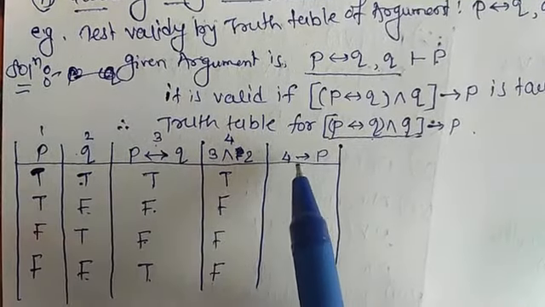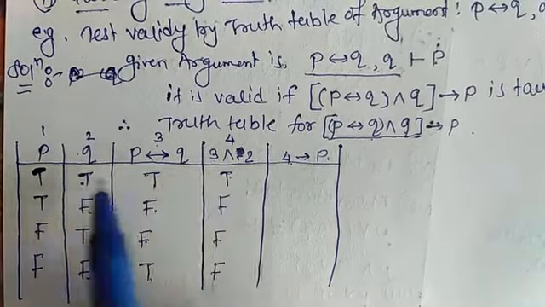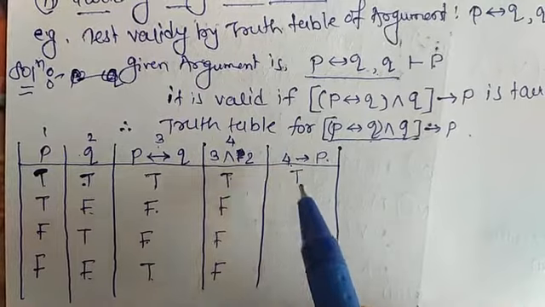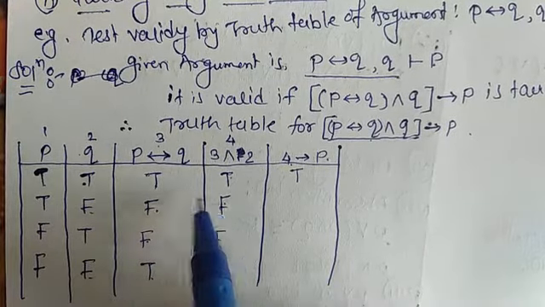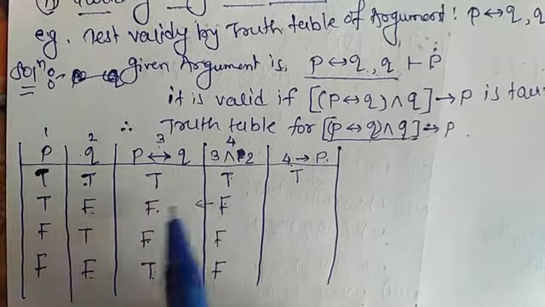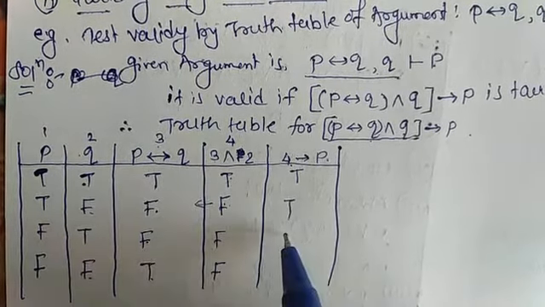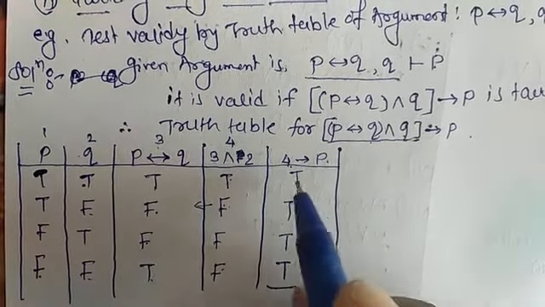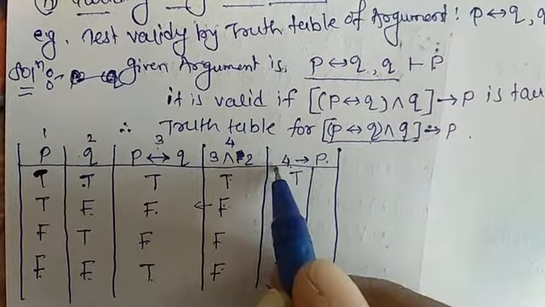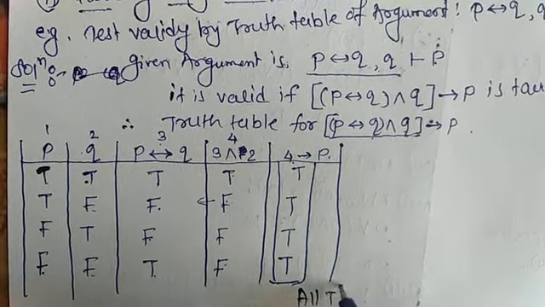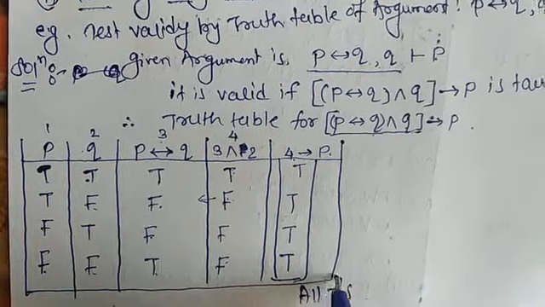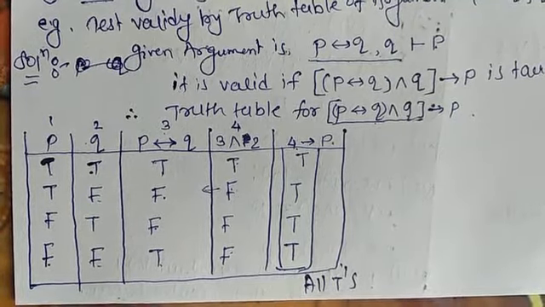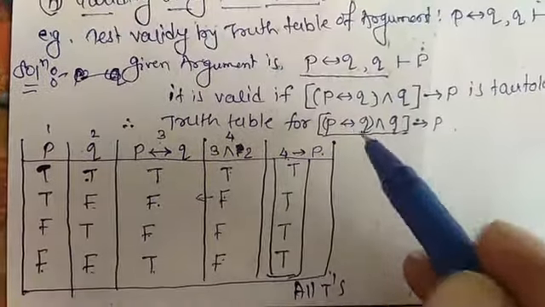Now we have to take 4 implies P. We have to go from right to left. First T implies T is true because both are true. Here it is going from false to true, it is true. Both false, it is true. Here again both false, so it is true. So in the last column we get all T's, which means we get all true values for all possibilities for the given argument.